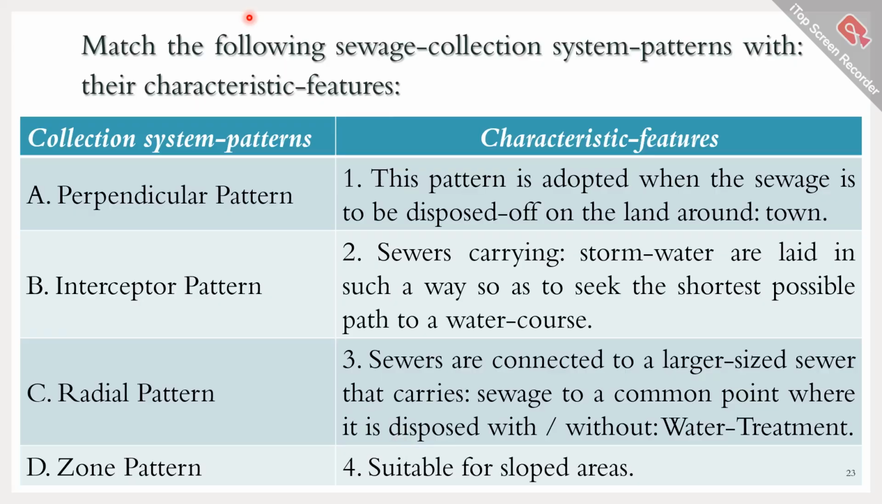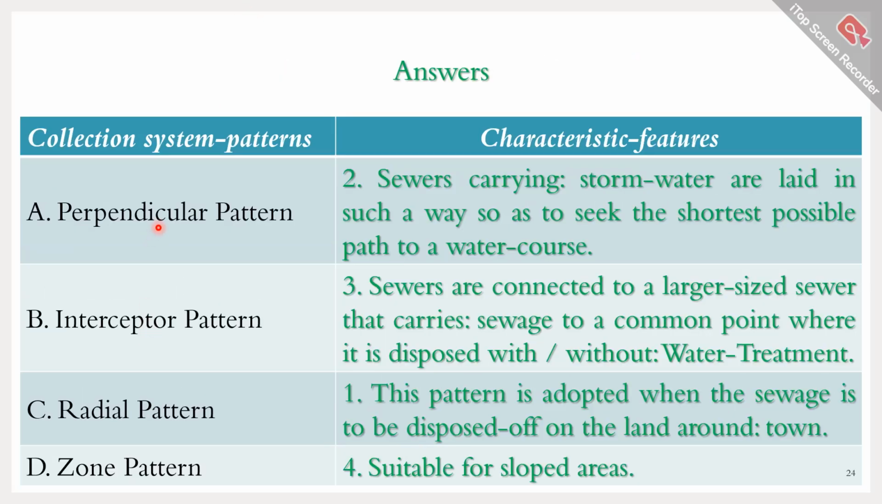We'll proceed with the solution. Option A matches with 2, option B with 3, option C with 1, D with 4. 2, 3, 1, 4 is the correct answer. So perpendicular pattern is the pattern where sewers carrying storm water are laid in such a way so as to seek the shortest possible path to a water course, because the shortest possible path is a straight line. That's why it is a perpendicular pattern between 2 points.